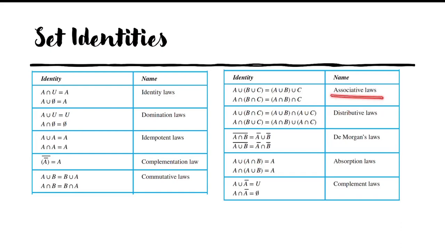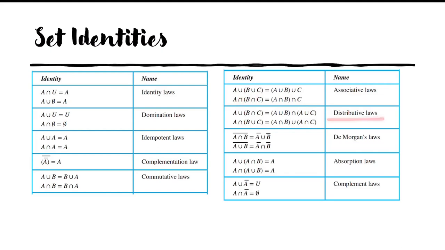Now it also holds for the associativity law, which is, if you have A union B union C, computing the first two sets first, so if you do A union B first, it's the same as doing B union C first. And same thing with the intersection, right? So if you have A union B union C, if they are both unions, then you know the associativity law holds. Same thing with the intersection.